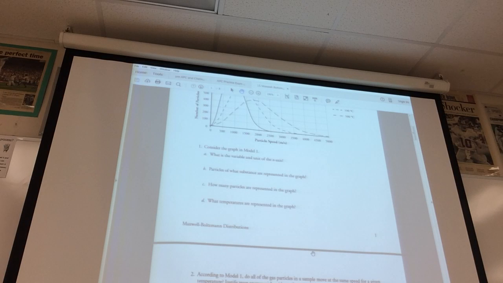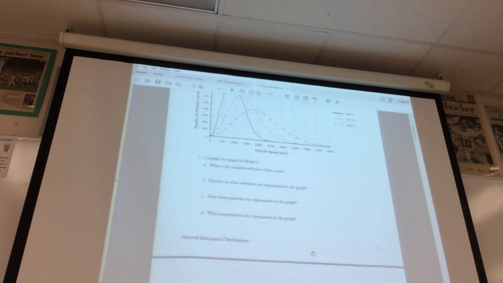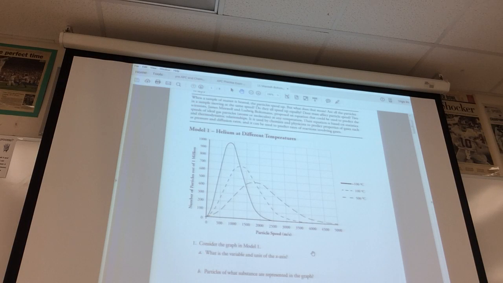According to Model 1, do all gas particles in a sample move at the same speed for a given temperature? Justify your answer with evidence from Model 1. Okay, so like, if it's at negative 100 degrees, they move at different speeds as the number of particles increases. I don't know how to explain it. Right, it's kind of tricky. It looks like nothing you've ever seen before.